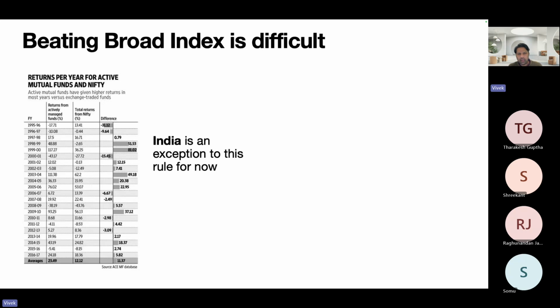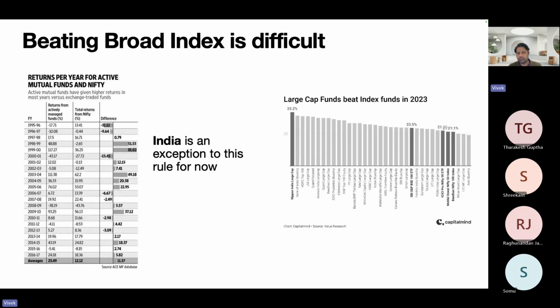So this is from 2017. I also looked at data, which you'll see in the next chart. This is from 2023, the recently finished calendar year. If you look at this chart, a number of large cap funds which were actively managed managed to beat the index. The index returns were about 20-23%. But if you look at the top performer, the Nippon Large Cap Fund, it made 33%, so 10% higher than the index. So clearly, there is a case for active investment in Indian markets.